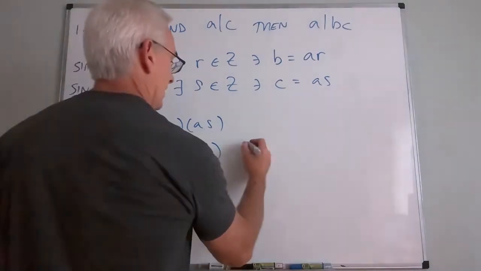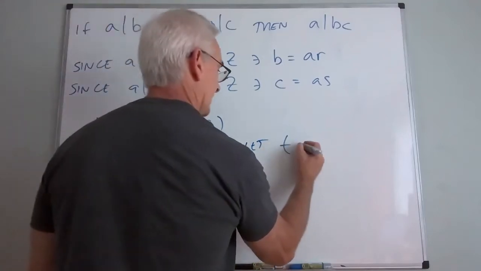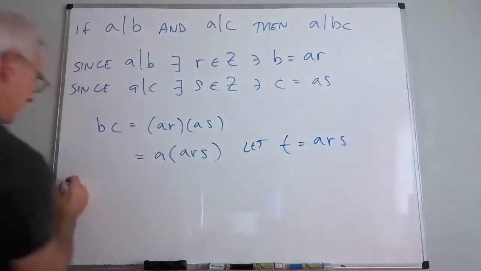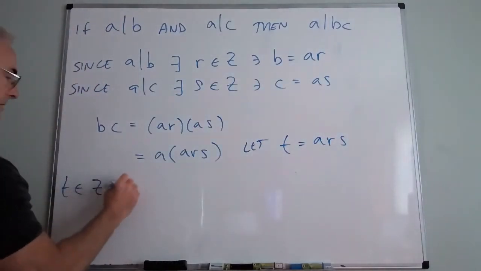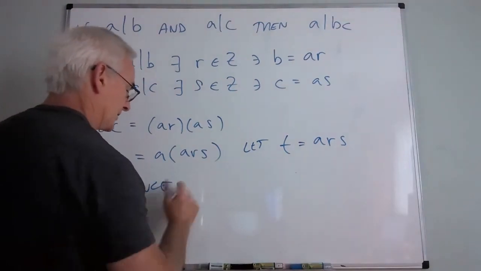Now, let's call it T. Let T equal A times R times S. T is an integer since integer multiplication is closed.